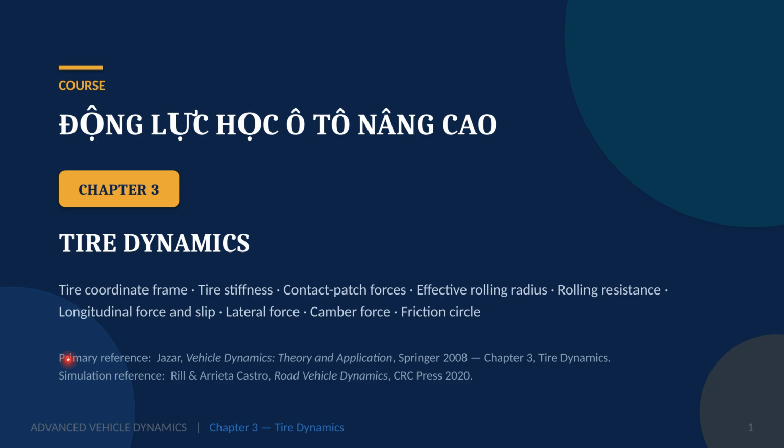The primary reference is Chapter 3 of Jazar's Vehicle Dynamics. For the simulation problems, we also refer to Road Vehicle Dynamics by Rill and Arrieta Castro.